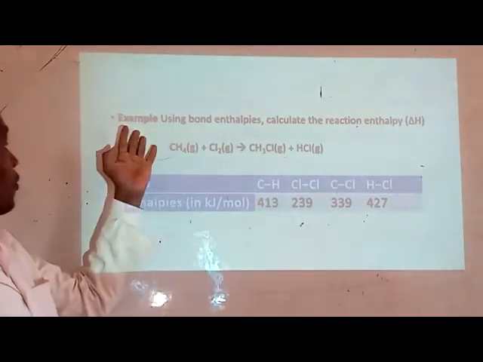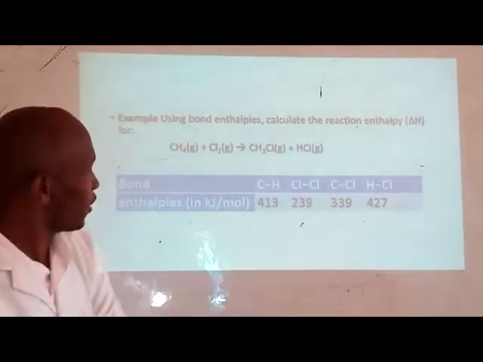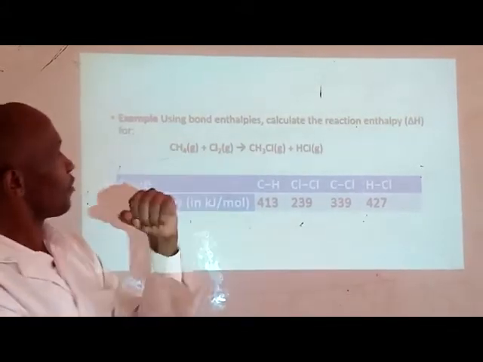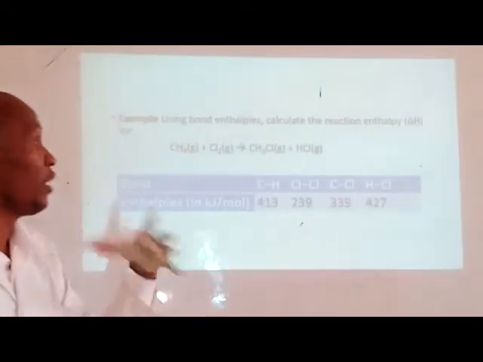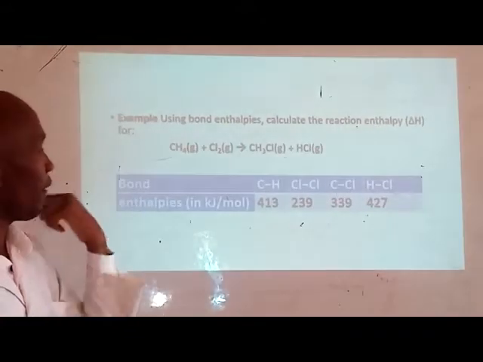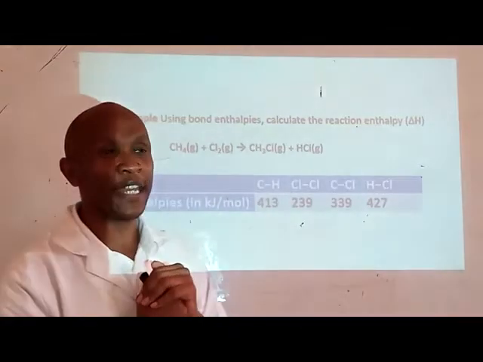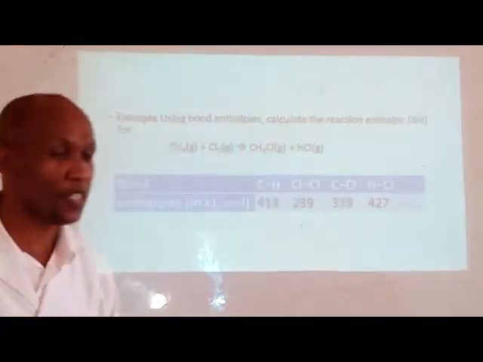What are we required to do? We are required to calculate the enthalpy of this reaction. This is what we call the substitution reaction. A substitution reaction, we are replacing a hydrogen with a chlorine in the presence of sunlight. We did that in organic one. Now we are given all these bond energies. How shall we go about this?